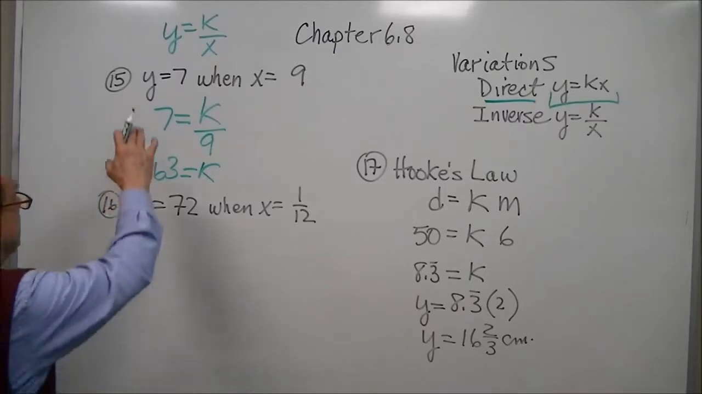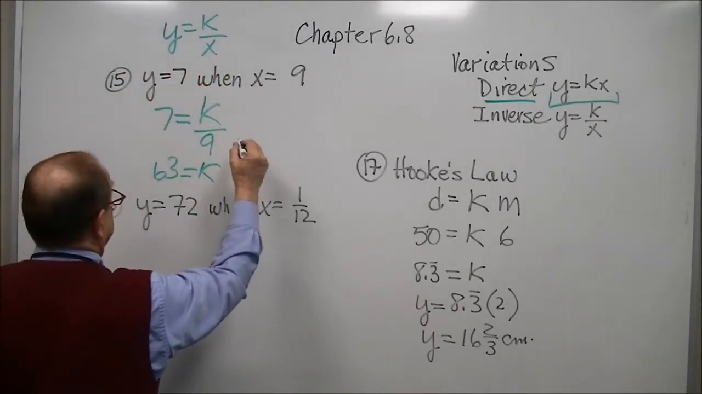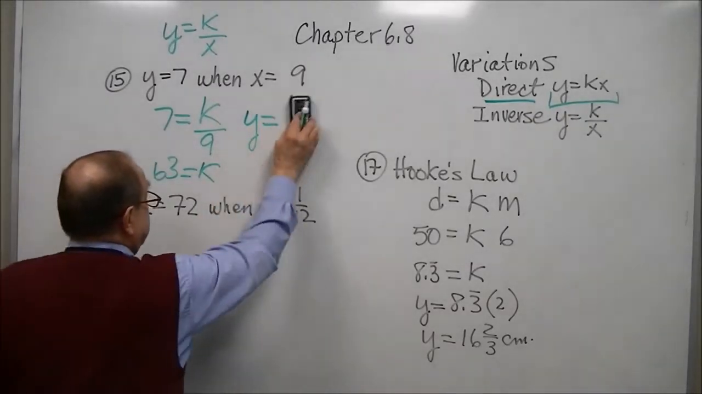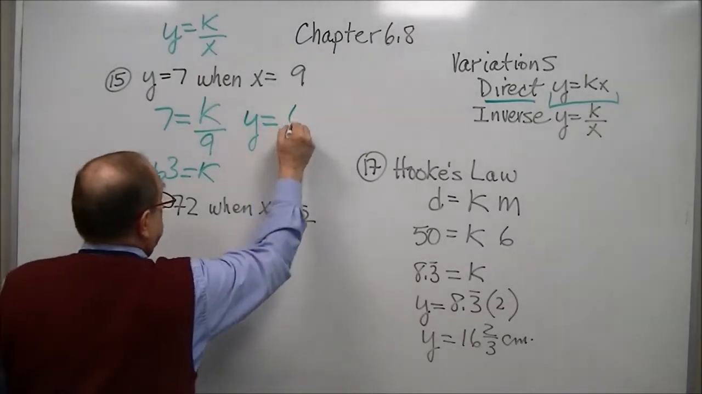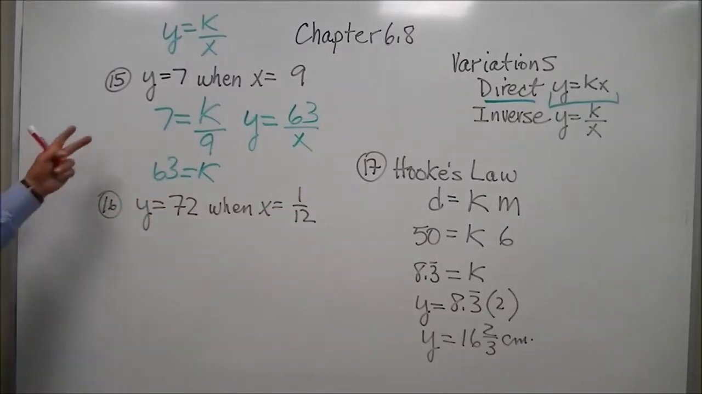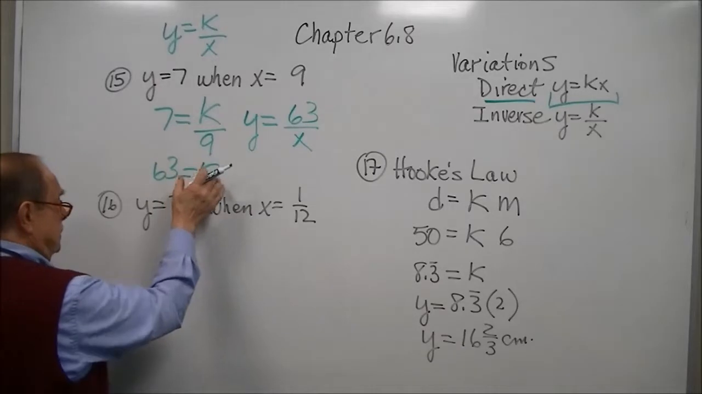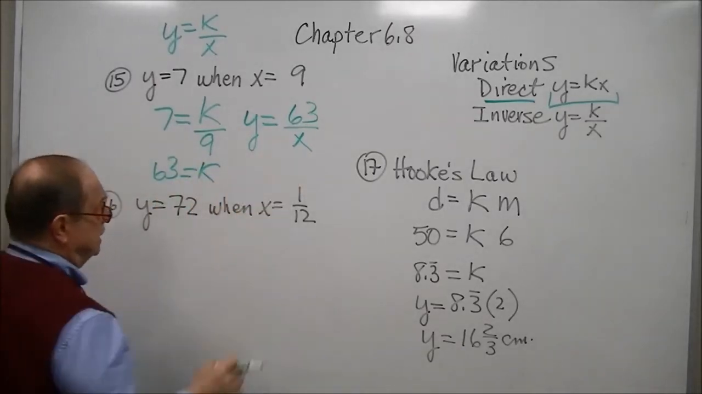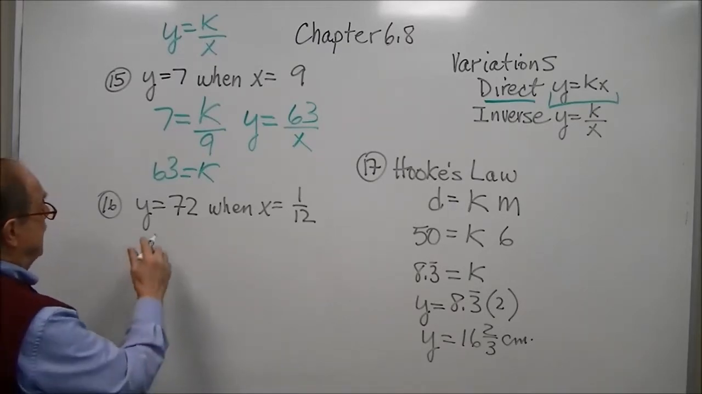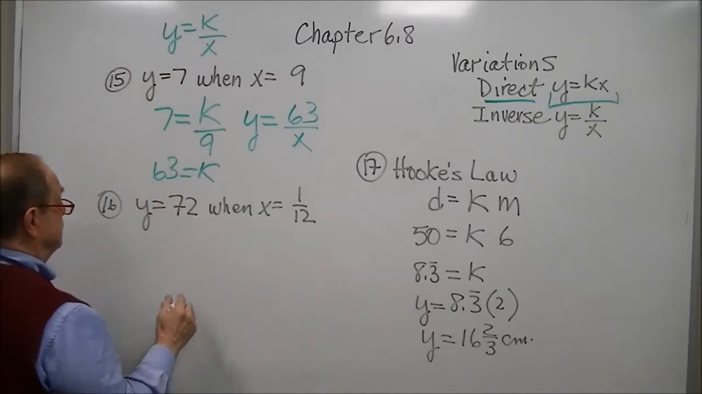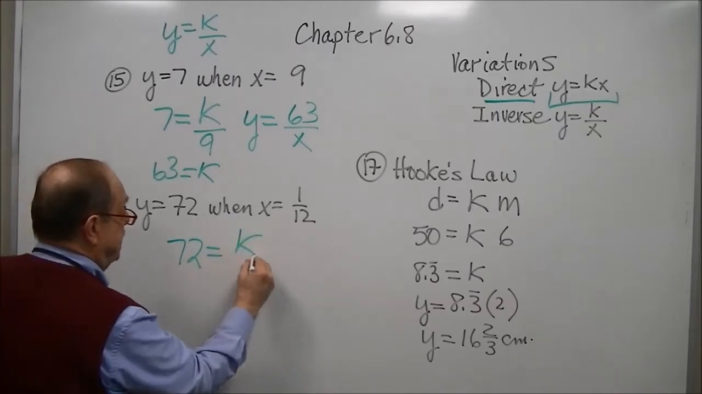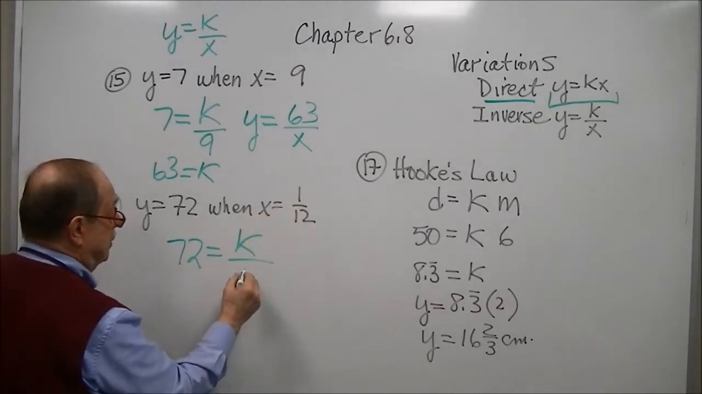And your formula of inverse variation here would be y equals k over x. Now you are replacing k with your 63 over x. So in many of these they want two parts. They'll want you to solve for k and then present it in your equation. All right, this one's a little tricky because when you set it up, it's inverse variation. It'll be 72 equals k over x, but x is 1/12.